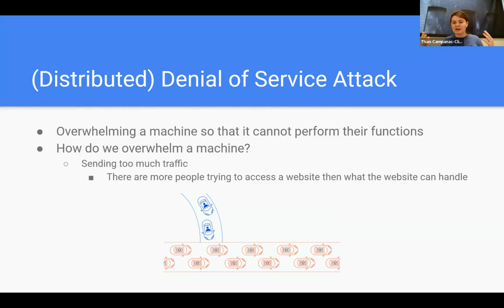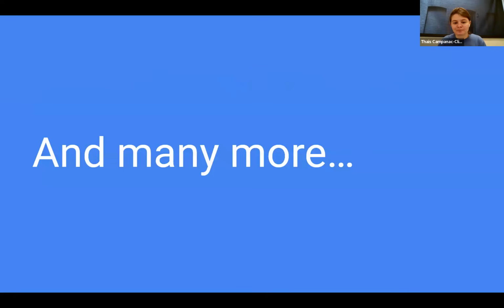A good example is the photo right there, where the red is our malicious extra traffic, which doesn't care whether or not that traffic gets served. But now it prevents the blue traffic, the good traffic, from actually accessing the website. There's a blockade.